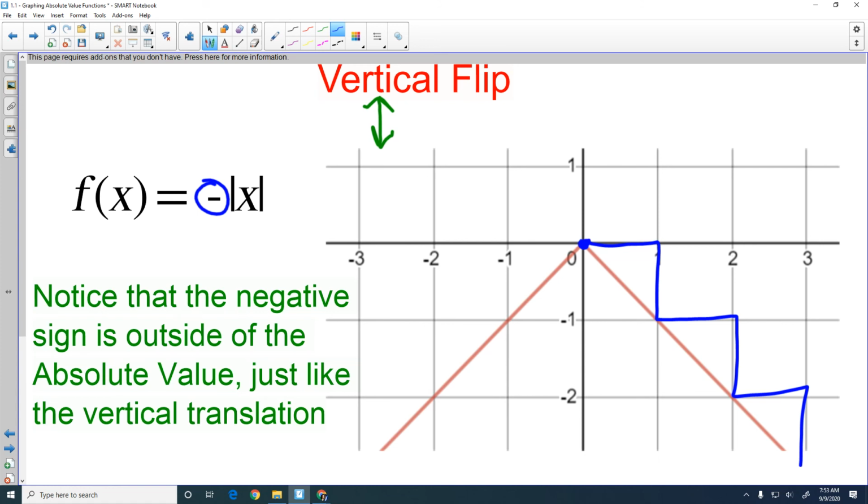If it's separated from the x somehow, then it's going to affect it in the y direction. If it is stuck inside with the x, then it's going to move it in the x direction.